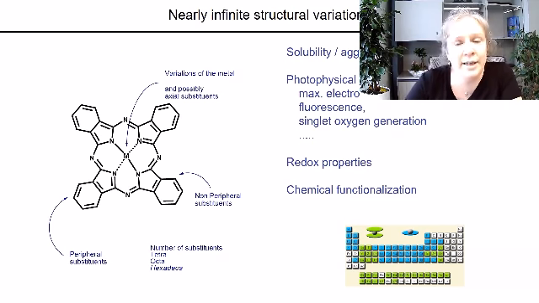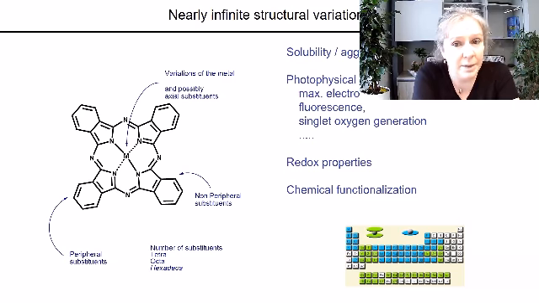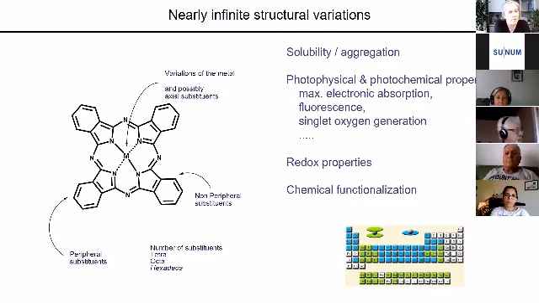And this is going to allow us to modulate the solubility and the aggregation, which is something that usually we don't want. We also are going to tailor the photophysical and photochemical properties, so it can be the maximum electronic absorption, the fluorescence, the singlet oxygen generation, the redox property. We can introduce some chemical functionalization. So you can see that we have really a lot of possibilities.